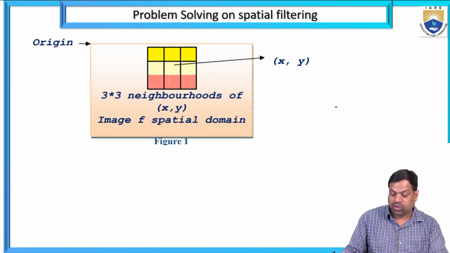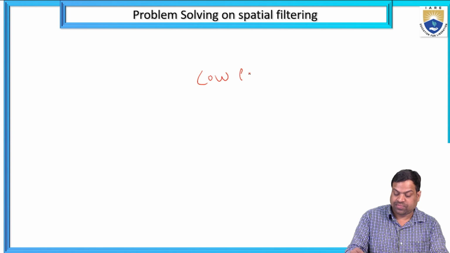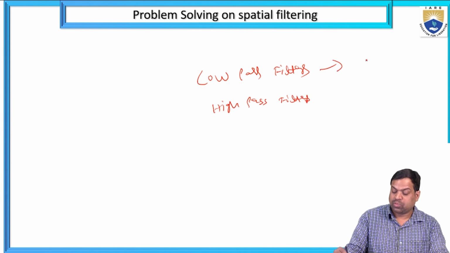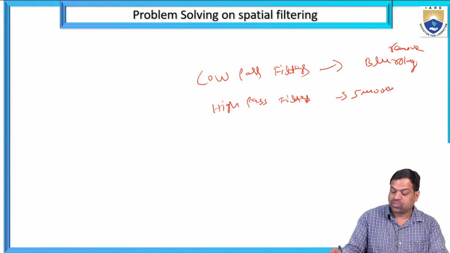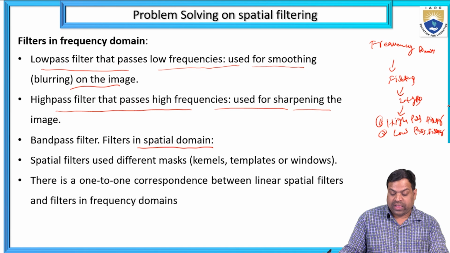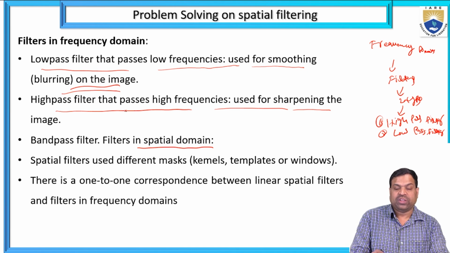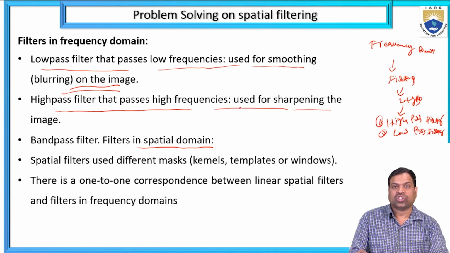So when we are going for the low pass and high pass filters, low pass is for blurring, to remove blurring, for smoothing of the image. In the low pass filter, when the images are blurred, then we need to use this one. With high pass filters, when we need to go for sharpening of the image.